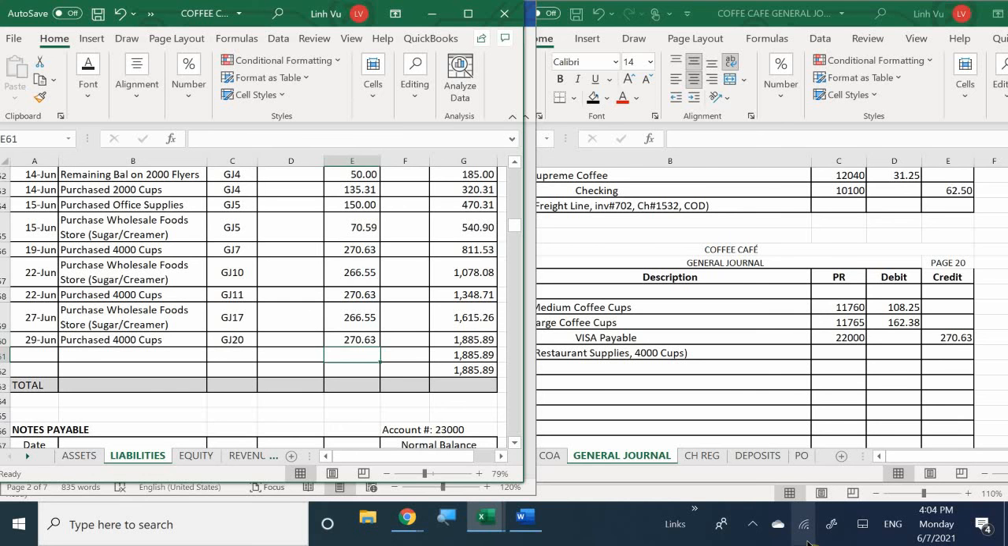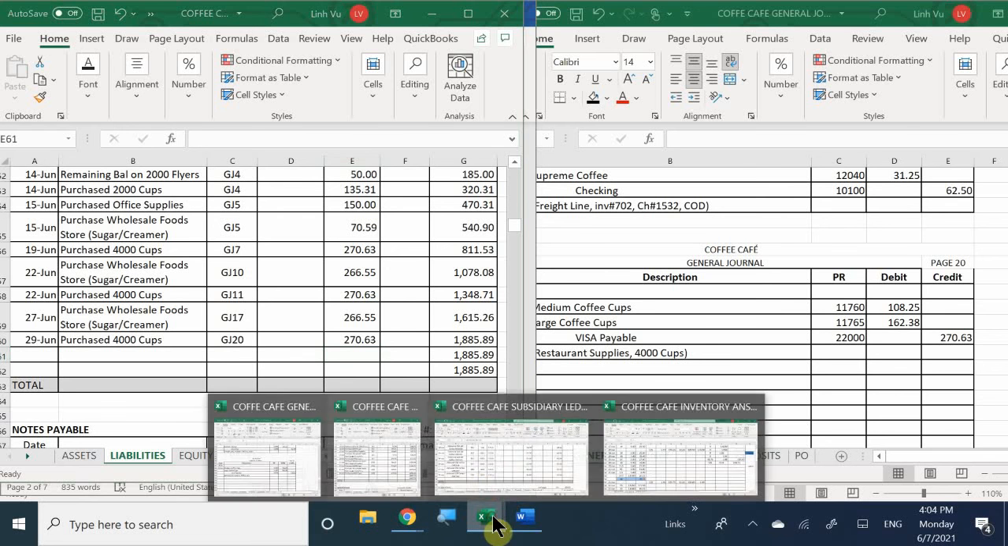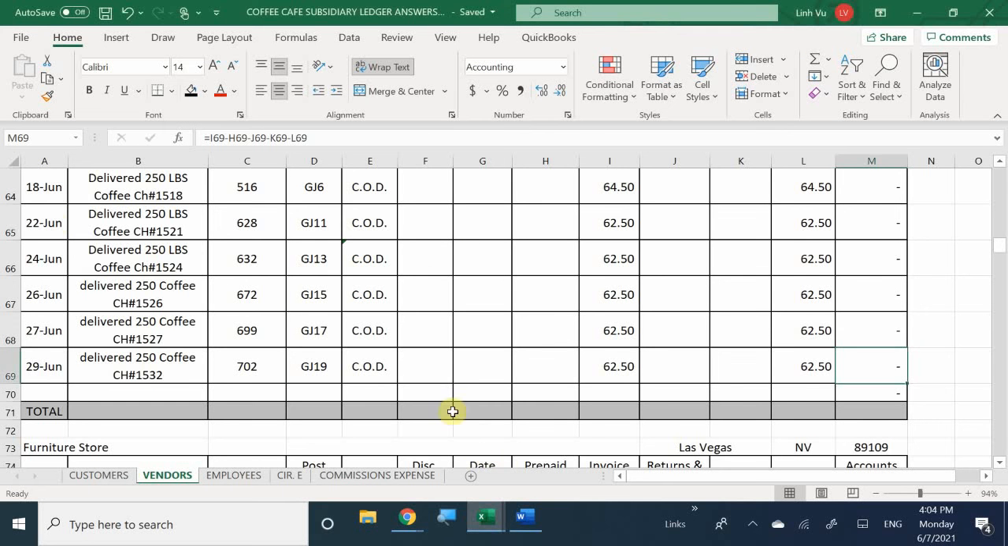I'm good. Okay, then we're finished with the general ledger. We'll go to the secondary ledger under vendors to restaurant supplies.